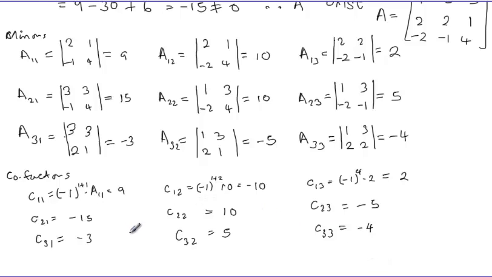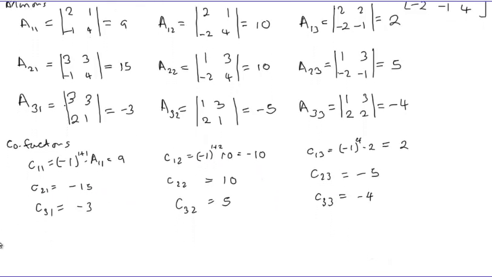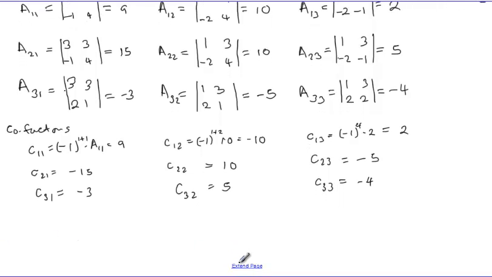Okay. So now what we can do, we can now create our cofactor matrix. So what we do is we get our C for our cofactor. Are we together? Then we do the entries now. After incorporating the sign vector, it should be 9, minus 10, 2, minus 15, 10, minus 5, minus 3, 5, minus 4. Are we together, guys? So now what do we need now? We need the adjoint. The adjoint of A.